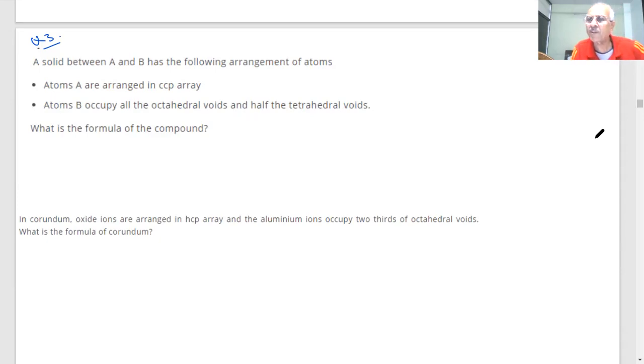In any compound, there is a cation and anion. If I say NaCl, the formula is NaCl. Is any square there in the formula? So how are you saying that? Let me see. A solid between A and B.